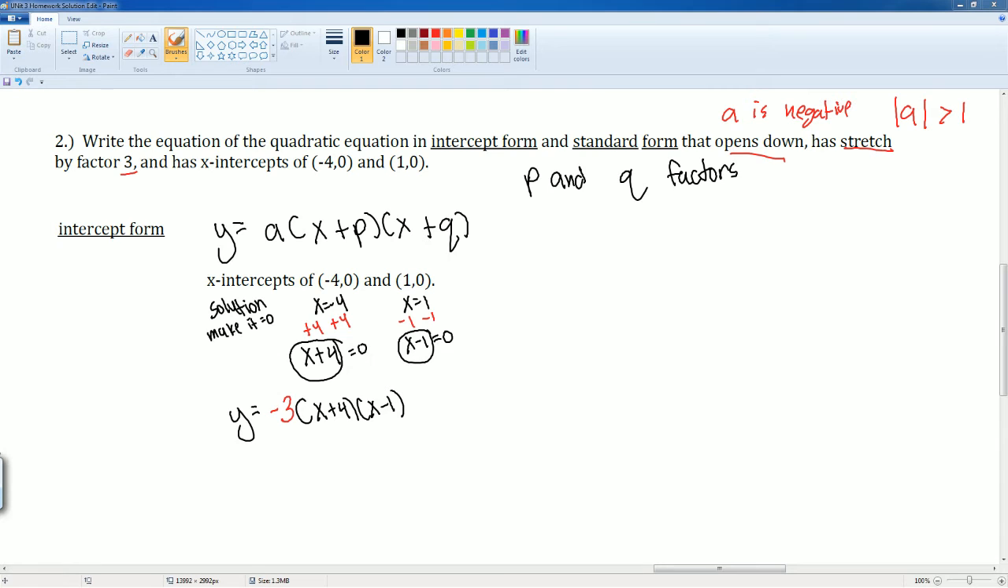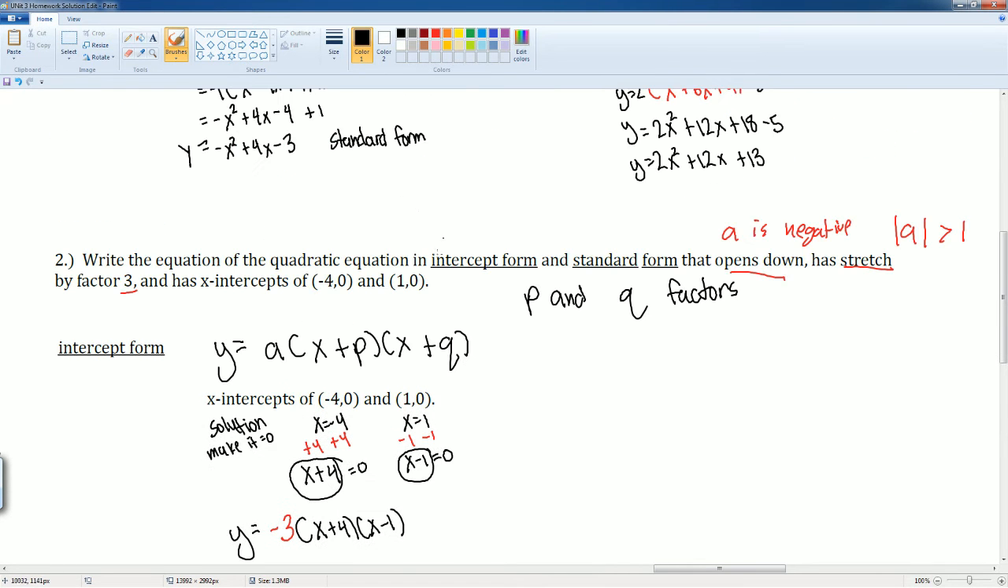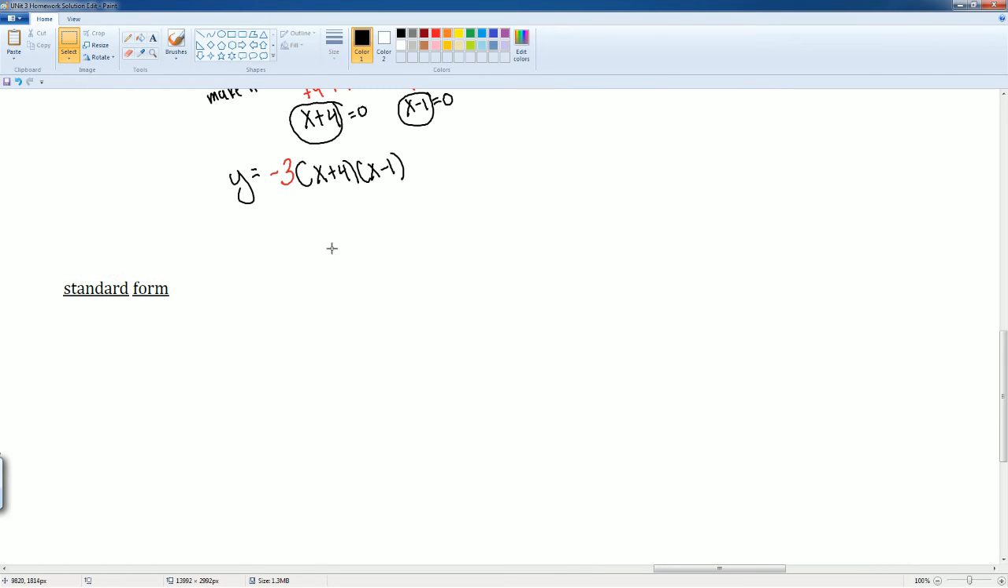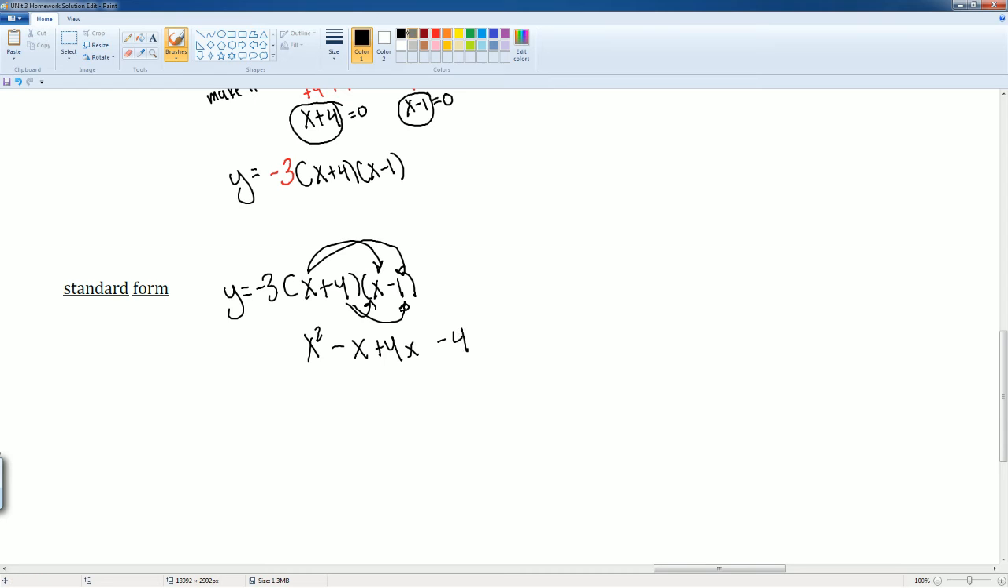Now this is intercept form, but we want it in standard form. To get it into standard form, we just distribute. So I rewrite the equation as before, but this time I'm just going to distribute. Distribute this in: x squared; distribute this in, it becomes -x; distribute this, it becomes 4x; distribute this in, it becomes -4. Remember, that -3 is still in front. Now combine the like terms on the inside here.